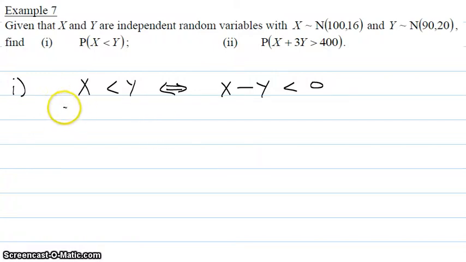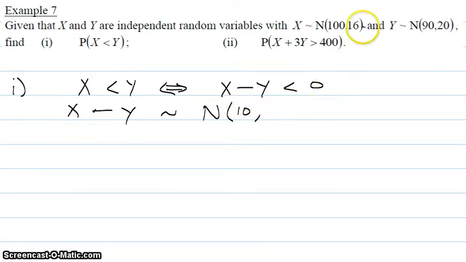So if I ask for the probability that x is less than y, that's the same thing as asking the probability x minus y is less than 0. In particular, what am I looking for? Well, I want to know what is the distribution of x minus y, and I can tell you that it's a normal distribution, because we can add or subtract normal distributions the same way. And the mean is going to be the mean of x minus the mean of y, as we'd expect. So the mean is going to be 10.